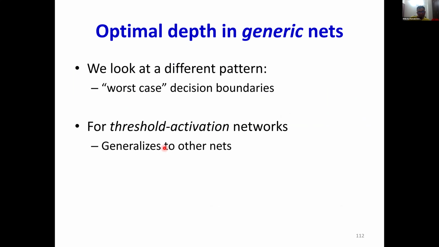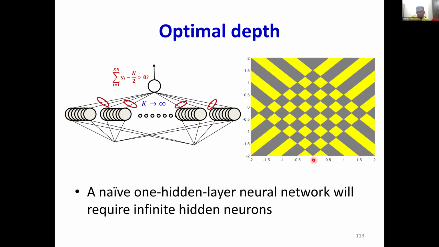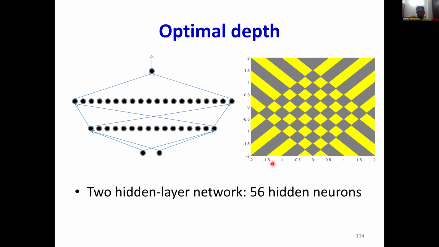But to get a better idea, let me look at a different pattern. Worst case decision boundaries, again for threshold activation networks. Look at this pattern. If I want this decision boundary, a naive one hidden layer neural network is going to need infinite neurons in the hidden layer. I can do this with 2 hidden layers.